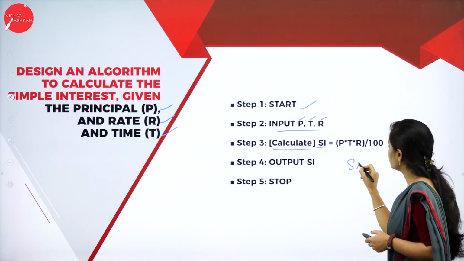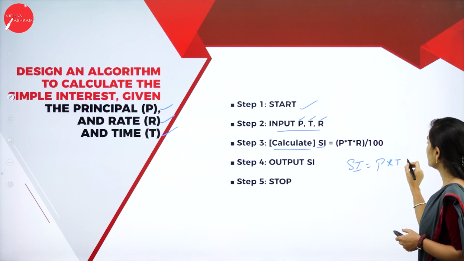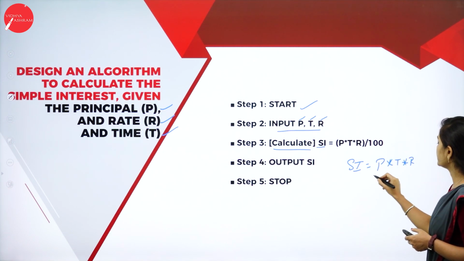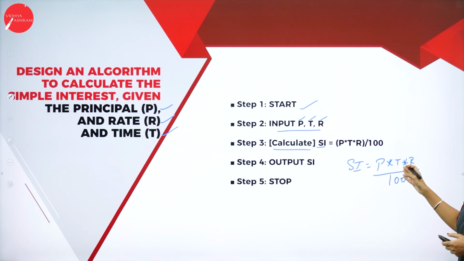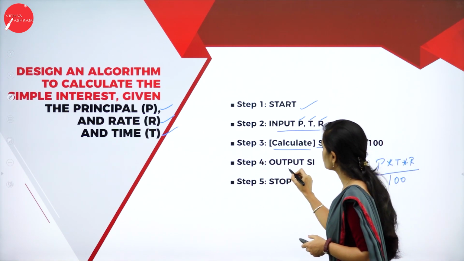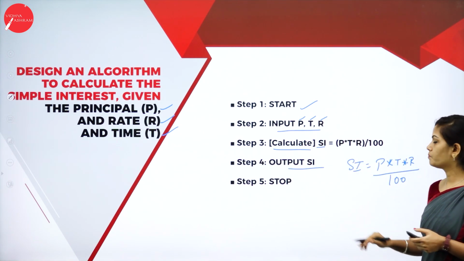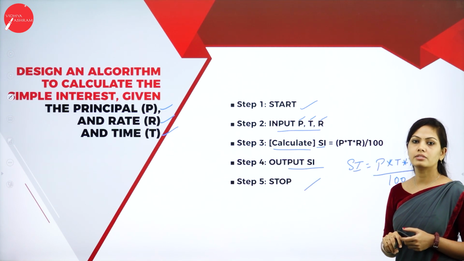So we can use simple interest is equal to P into T into R divided by 100. So this is your calculation of simple interest. This is the logic we can use. So the output we can display as simple interest, and you can stop the algorithm.